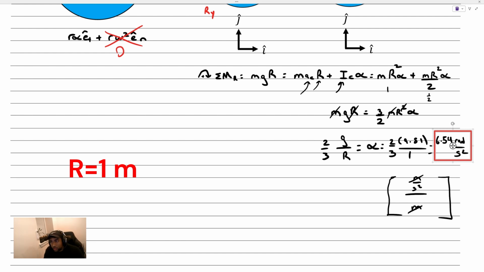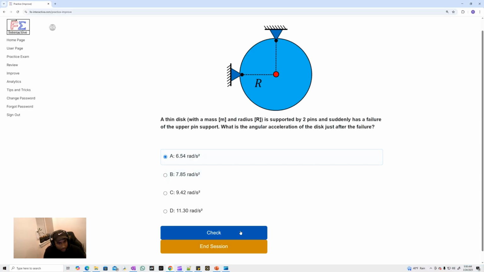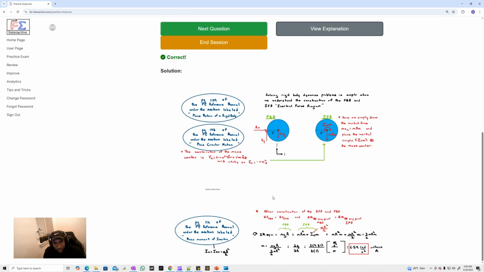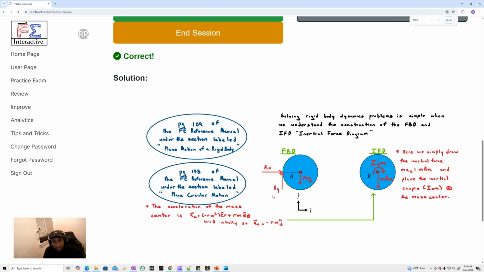Let's go ahead and check this answer. Okay, we got it correct. Okay, I have some of those relevant references you can see here in the solution portion here. Let's quickly review the solution and talk about our thought process.